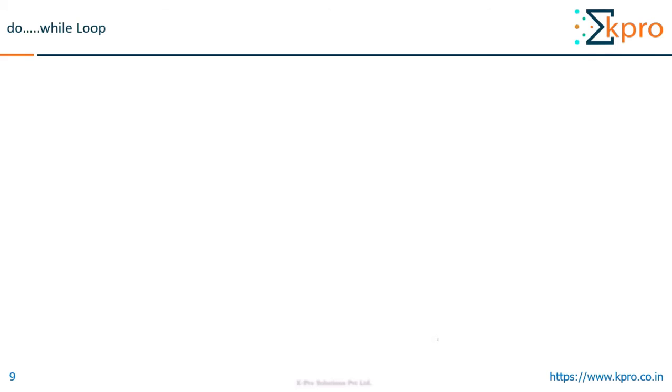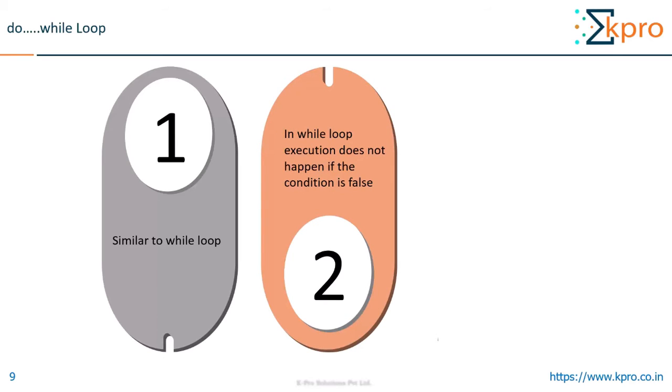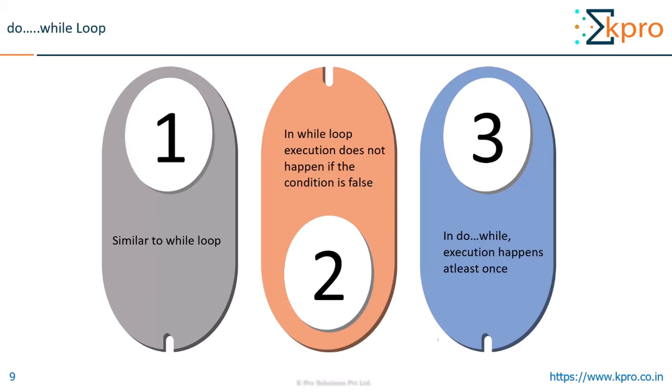Now let us talk about the do while loop. So this do while loop is very much similar to while loop. The only difference between while and do while is that do while will execute at least once even if the condition evaluates to be false, whereas in while loop the code doesn't get executed if the condition is false. So we use do while when we want our code to be executed at least once, because in do while the code gets executed before the condition gets evaluated.